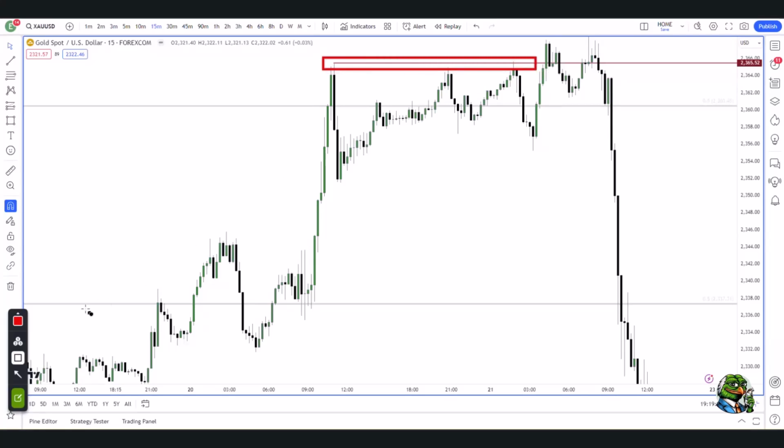When do we get that? Well, we get that with this move up in London. London comes up and takes out the high of the week, and this here is the important bar, that green bar. That becomes the bearish order block.